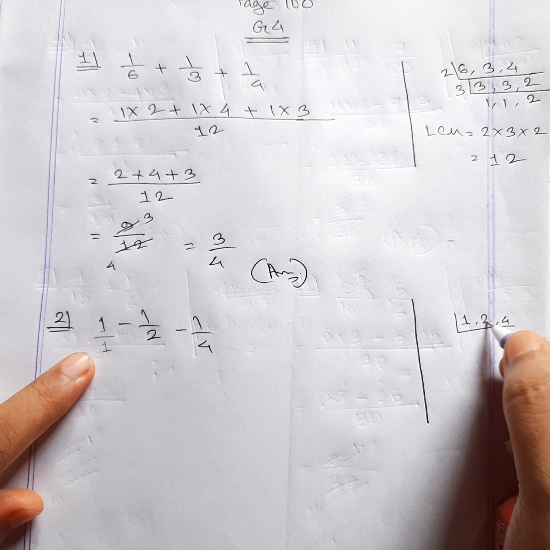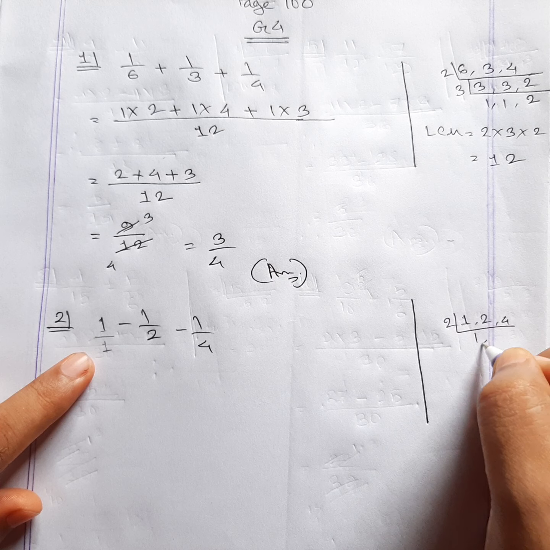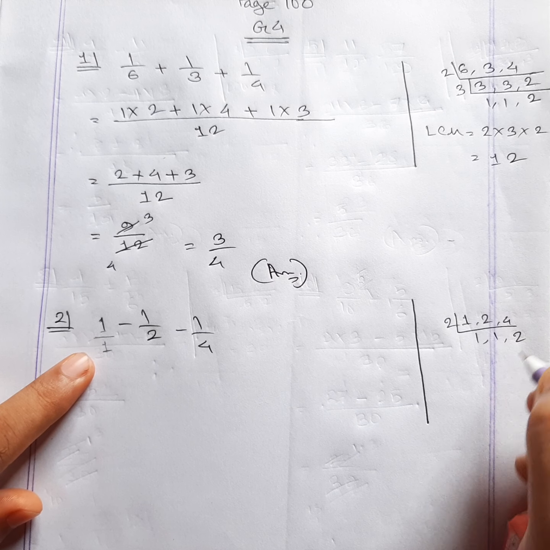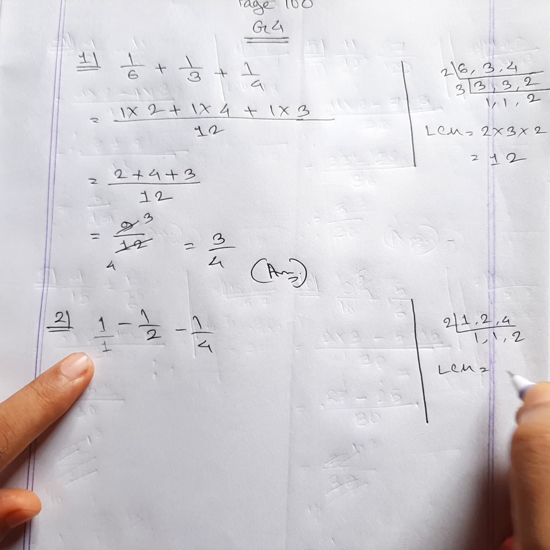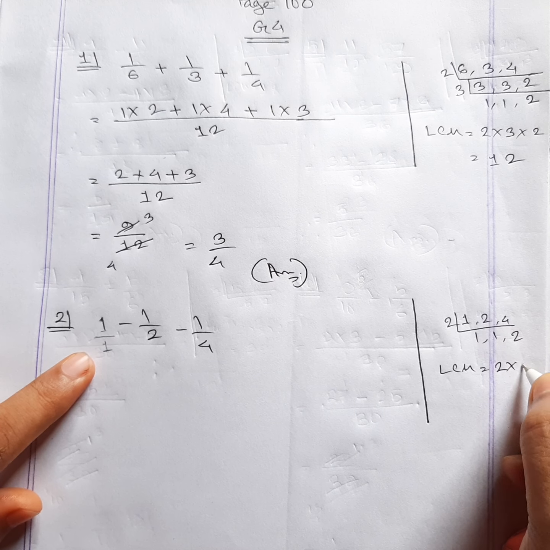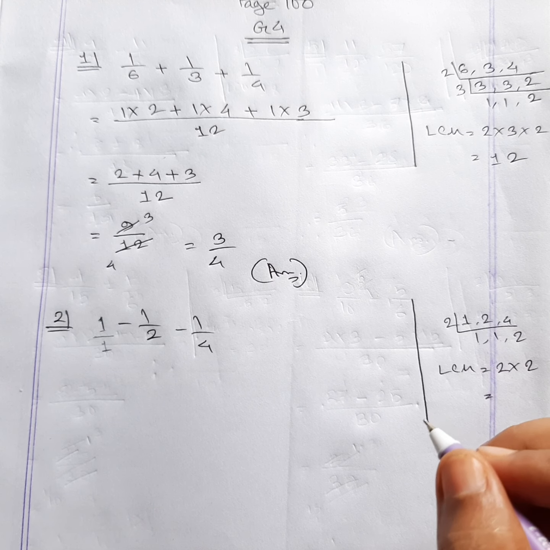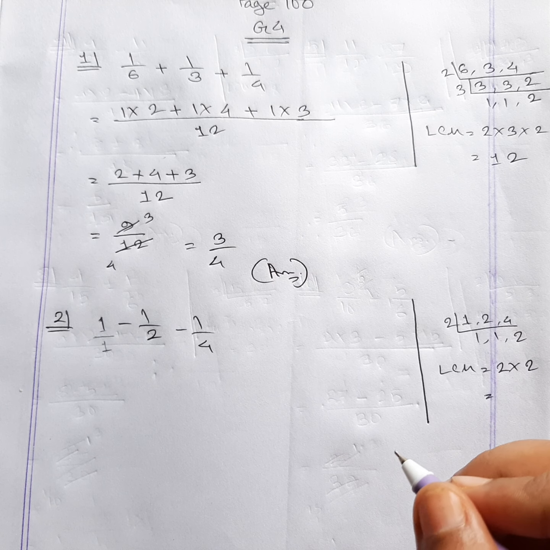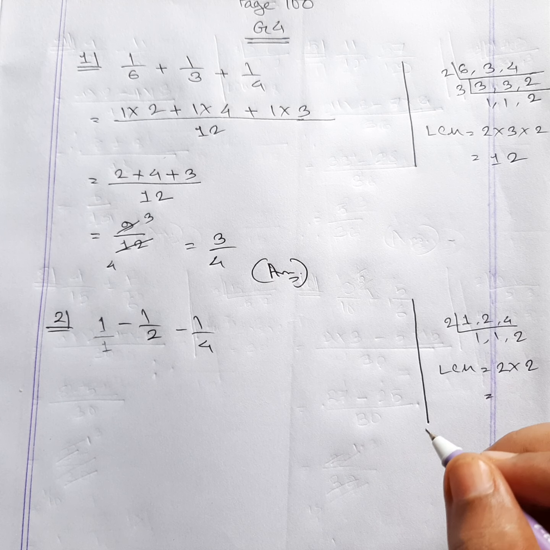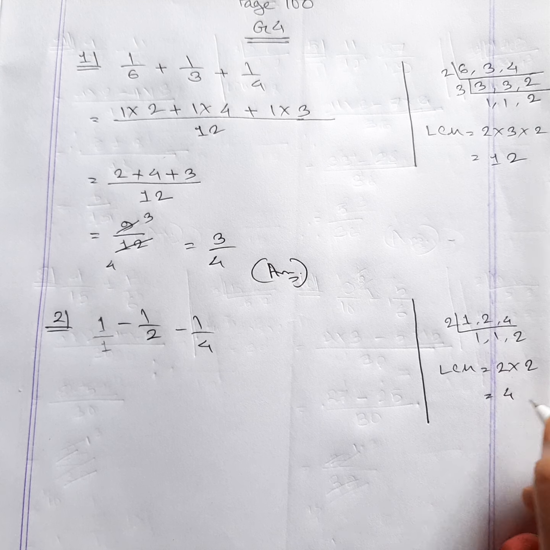1 cannot be divided, 2 and 4 can be divided by 2. 1, 1 and 2. So LCM is 2 into 2. I am skipping the 1 because if you multiply 1 with 1 book, the answer will definitely be 1 book. LCM is 4.